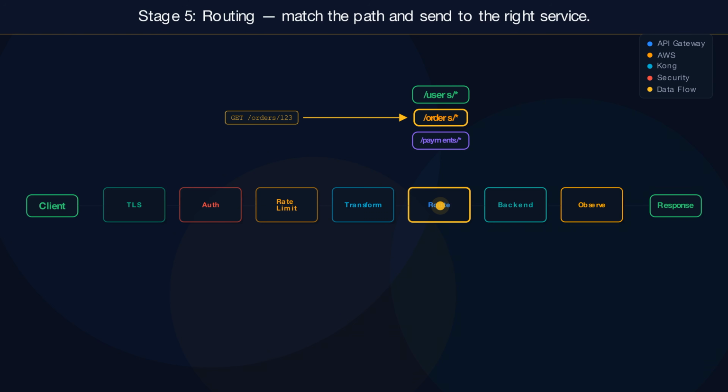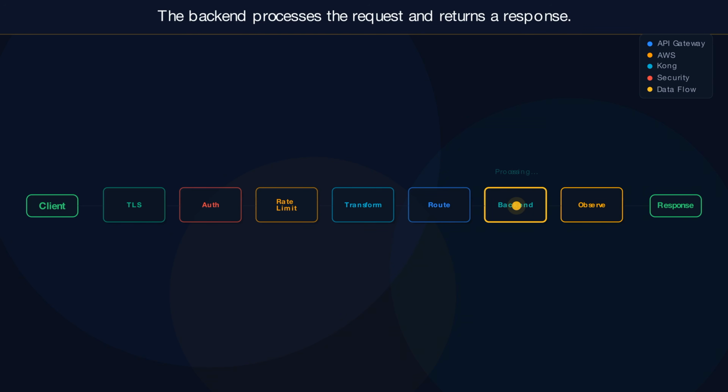GET /orders/123 routes to the orders service. Path-based routing is the most common, but gateways also support header-based, query parameter, and content type routing. The backend processes the request and returns a response. 200 OK. The response flows back through the pipeline.